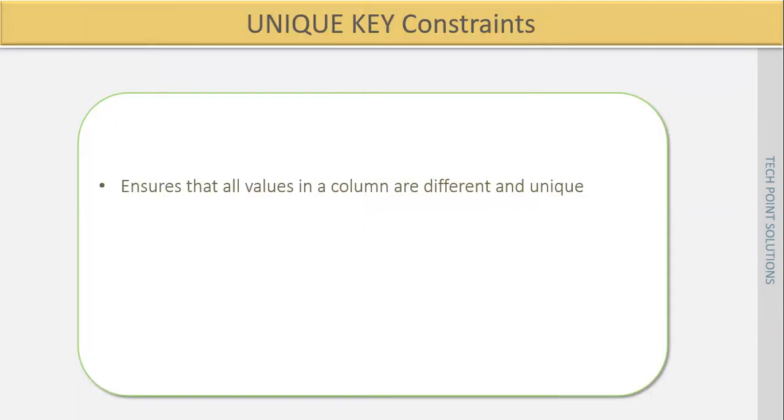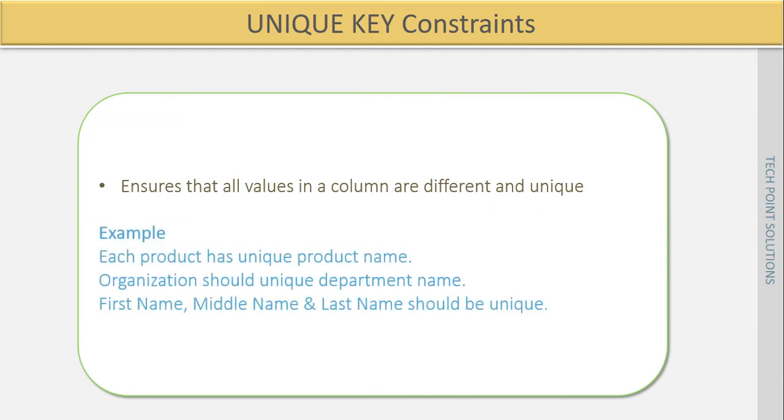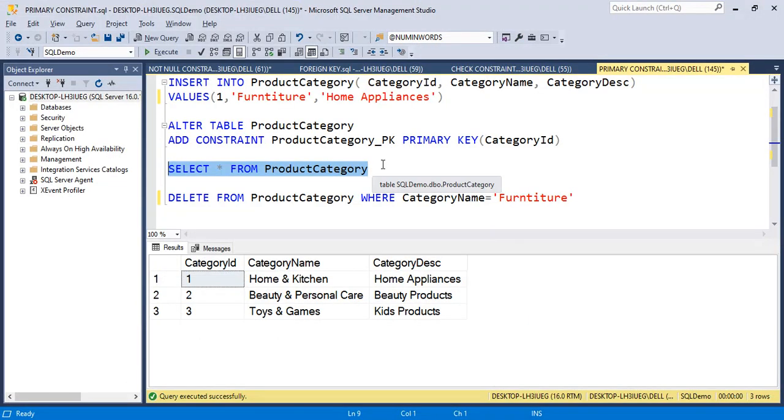Unique key constraint ensures that all values in a column are different and unique. For example, each product has a unique product name. An organization should have unique department names. The combination of first name, middle name and last name should be unique. There could be a possibility that two persons exist with the same first name and last name, but there will never be a case where the first name, middle name and last name are all the same. So I want to make this combination unique. Let's take an example.